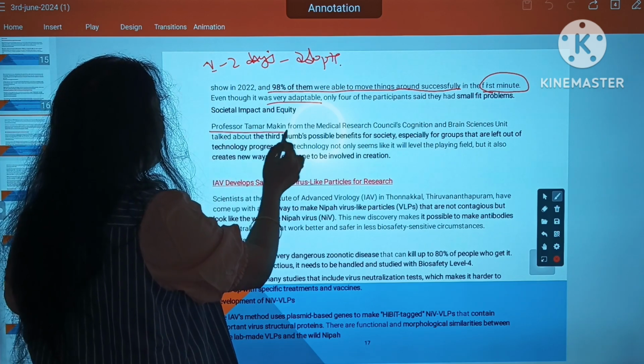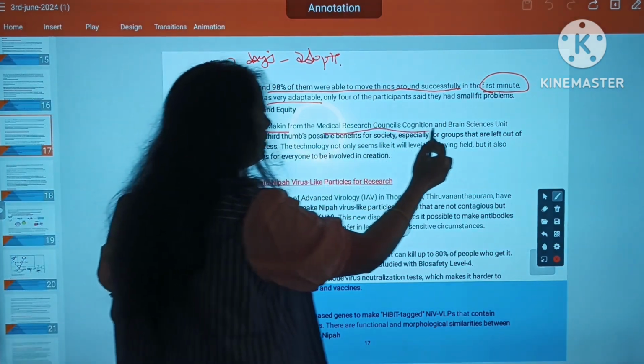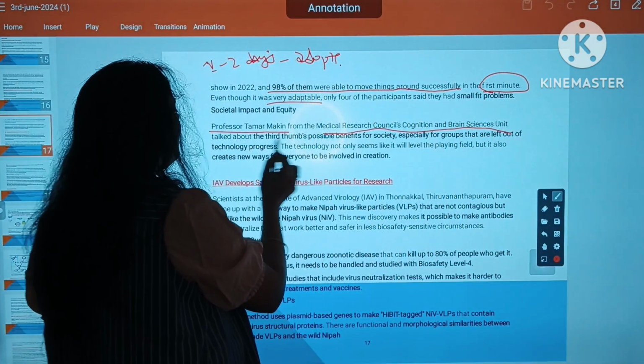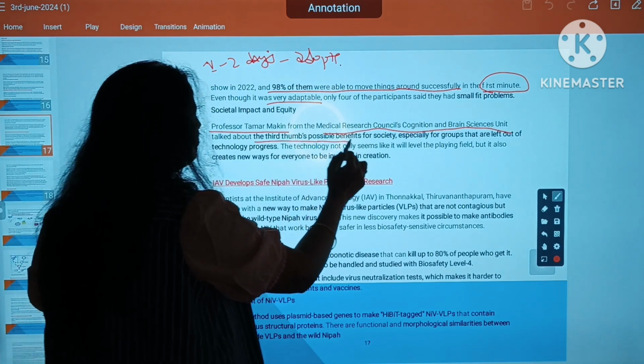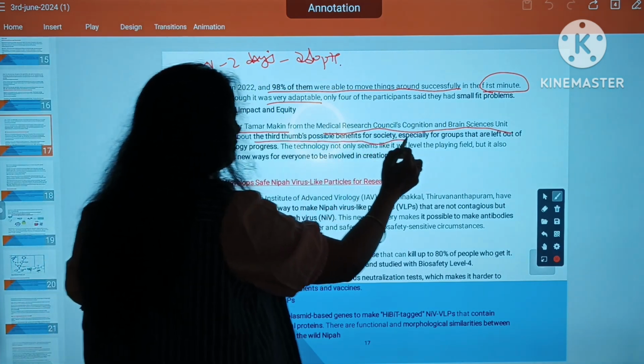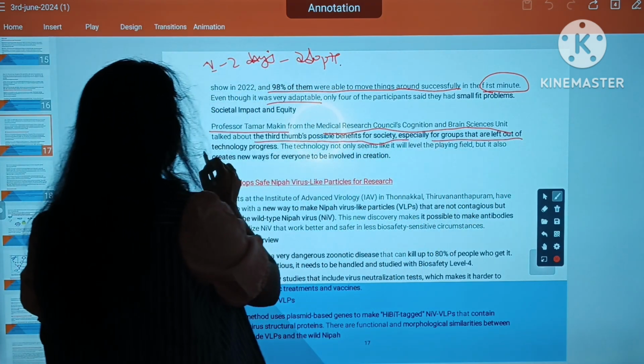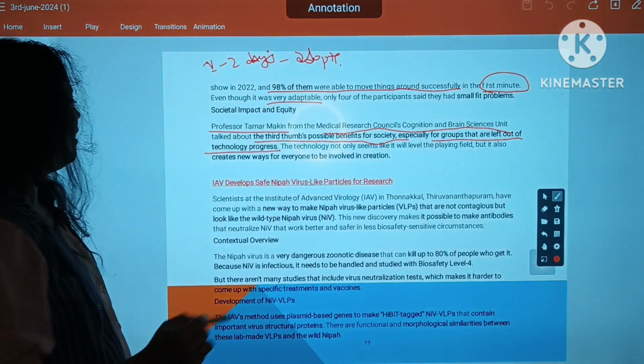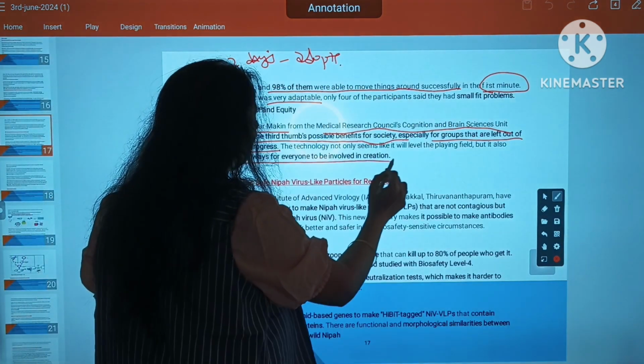So, Professor Tamar Makin from the Medical Research Council Cognition and Brain Sciences Unit talked about the third thumb's possible benefits for society, for groups that are left out of the technology process. Create new ways for everyone to be involved in creation.